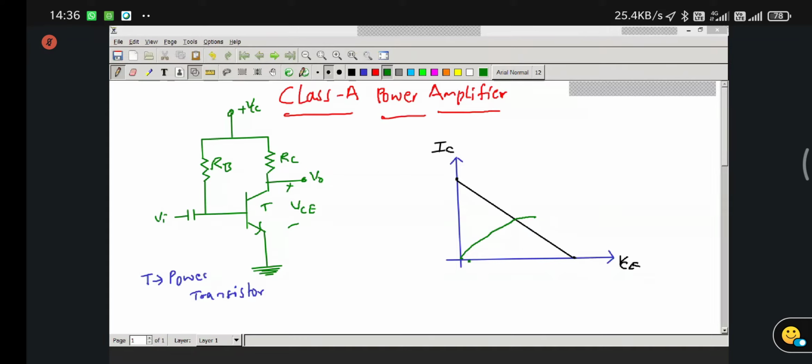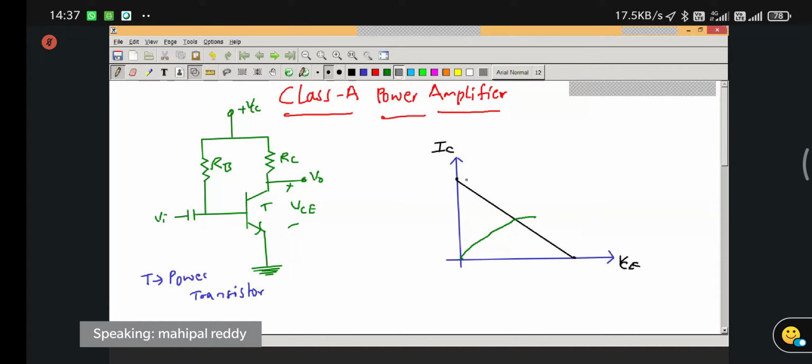So we know what this one is. This is the DC load line, right? And this one is the output characteristics of the transistor.